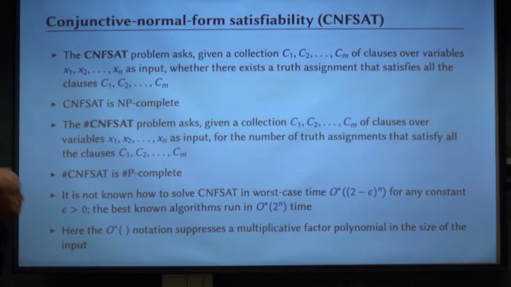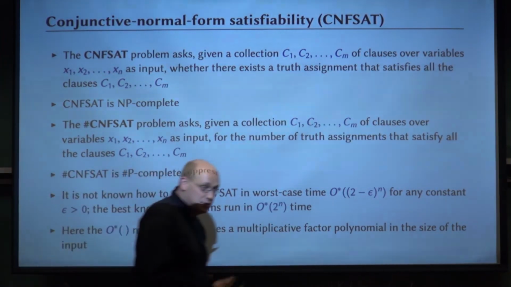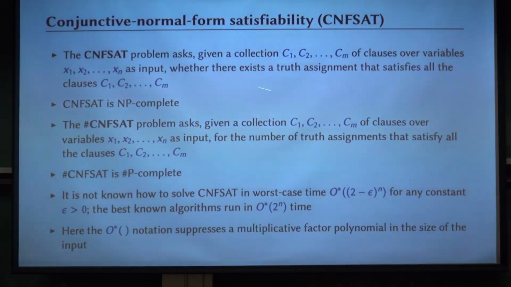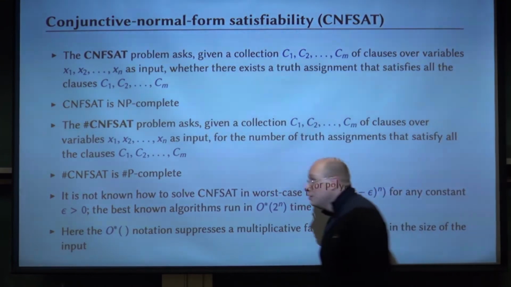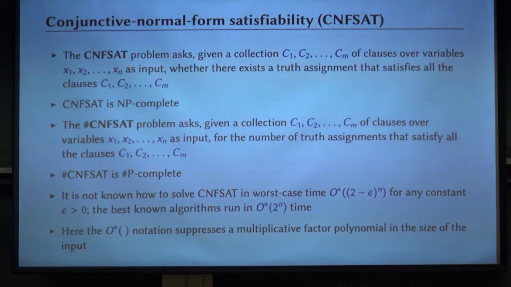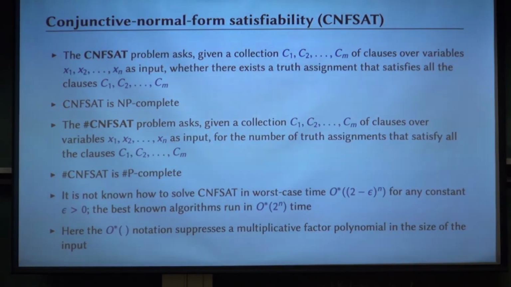Okay, so what is the CNF satisfiability problem, or the conjunctive normal form satisfiability problem, in a little bit more formal setting? The problem asks, given a collection of m clauses over n variables as input, whether there is a satisfying truth assignment that satisfies all the clauses in the aforementioned sense. Of course, we know, courtesy of standard complexity theory, that CNF-SAT is an NP-complete problem, so we don't expect an algorithm that runs in worst-case polynomial time in the length of the input in its standard binary encoding.